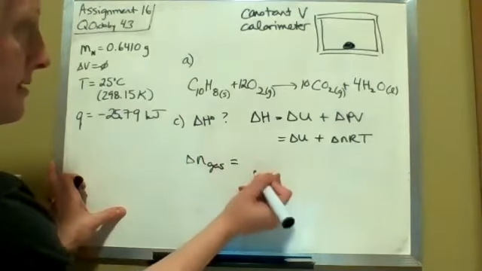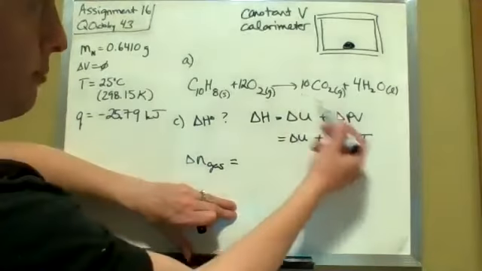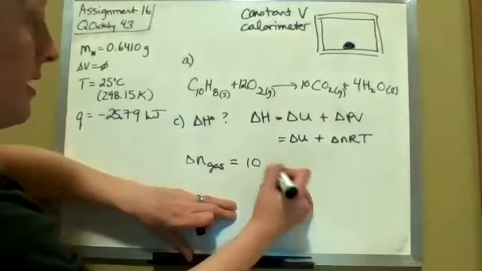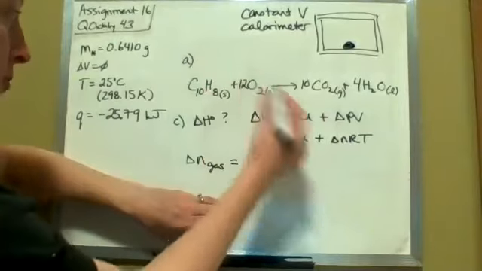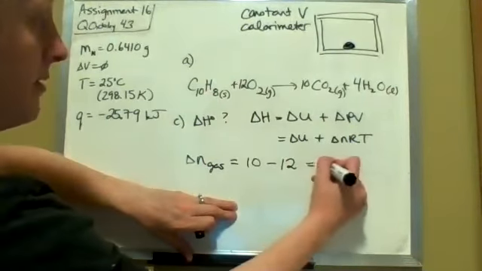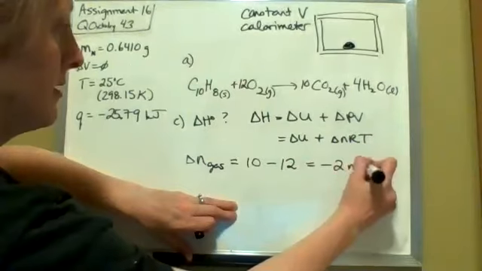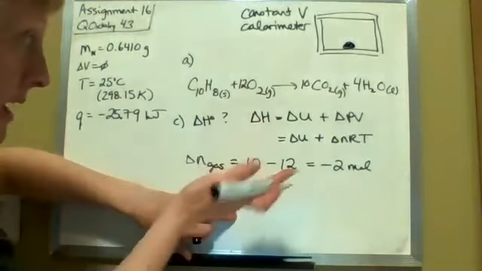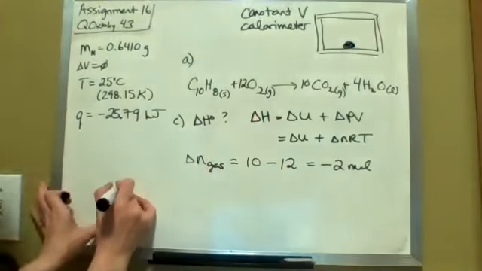moles of gas. So you're looking at your amount of product gases, which we have 10 moles of, minus your reactant gases, which we have 12 moles of. So we have a delta n of minus 2 moles. So you can go ahead here and do the math for this equation.